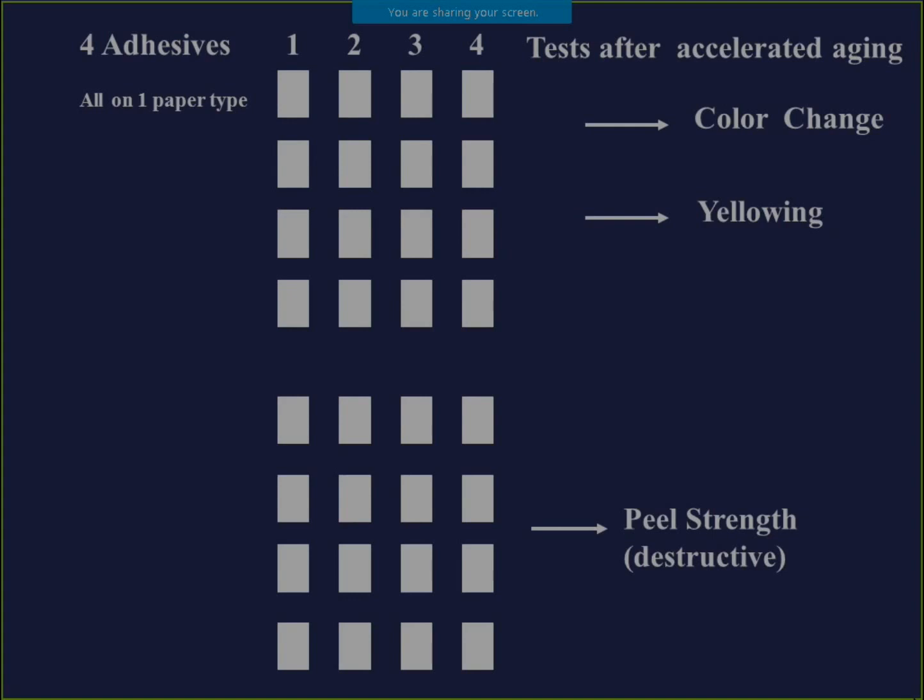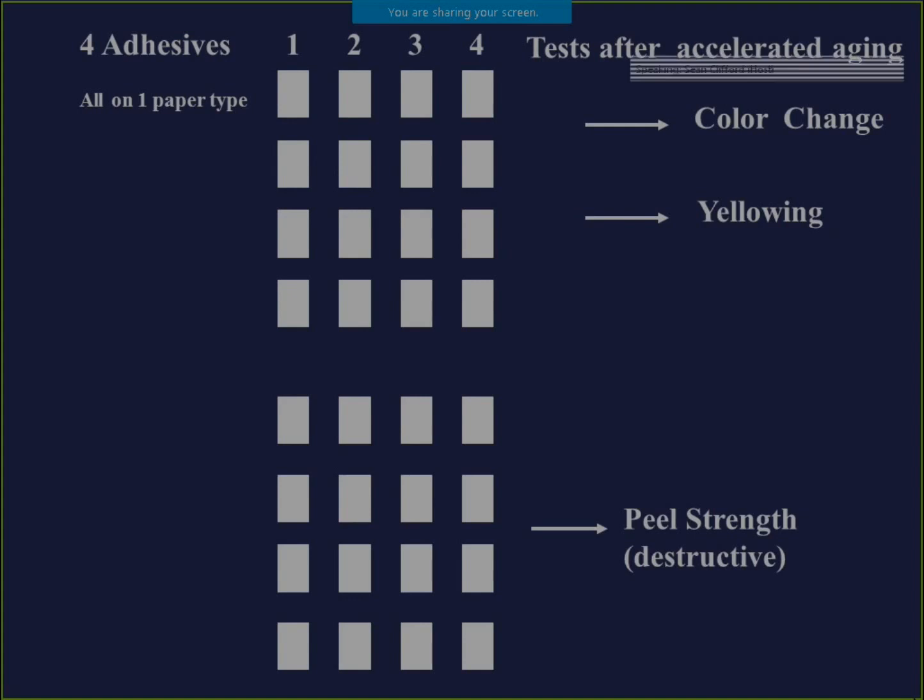Color measurements are to be taken before and after accelerated aging, with color change and yellowing quantified. In addition, peel strength is to be measured, and because this test is destructive, an additional 4 replicates are going to be prepared for the initial before-aging tests. The final after-aging tests can be done on the original 4 replicates after the non-destructive color change and yellowing measurements are completed.